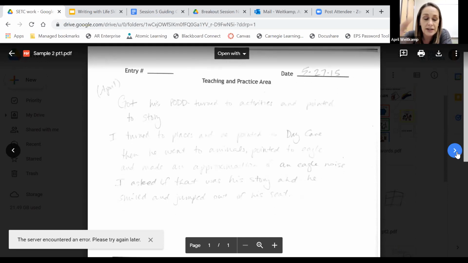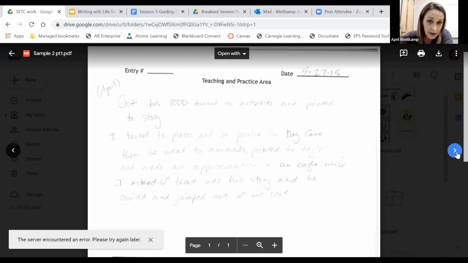This particular child at this time had gotten a pod, and he was really, really doing well with it. He, like it says here, he turned to activities and he pointed to story. He was a big fan of books. I turned to places because if you know, PODDs are partner assisted navigation. So the children don't have to do the turning of the pages. They just have to help with the selection of the images.